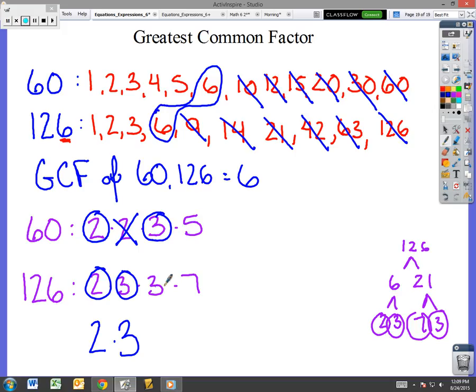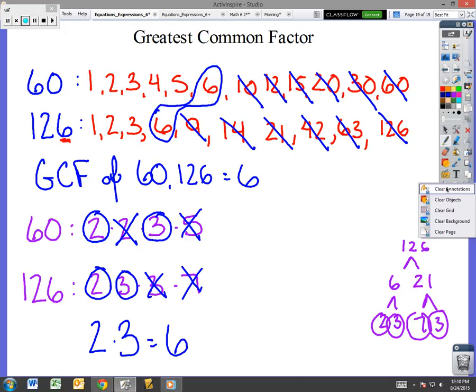Okay, we have a 5 up here, no 5 down here. And since there's nothing else up here, there's no other 3 to pair up with this one. Cross out. So we have 2 times 3 is equal to 6. Same answer. Just 2 different algorithms, 2 different ways to go about it. Let me show you one more.